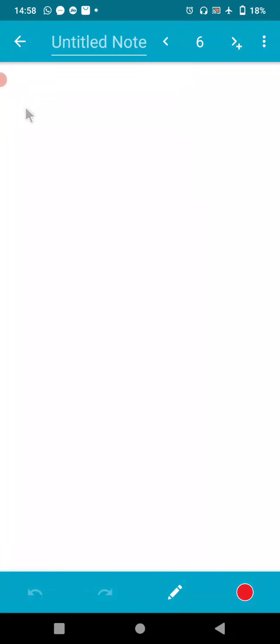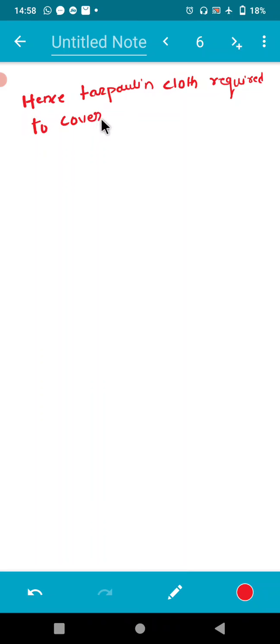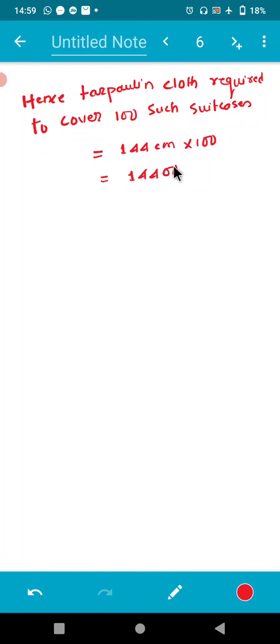So, you will write hence, tarpaulin cloth required to cover 100 such suitcases would be equal to what? For one suitcase 144 centimeter, for 100 suitcases obviously we have to multiply 144 with 100. So, that would be equal to 14400 centimeter.